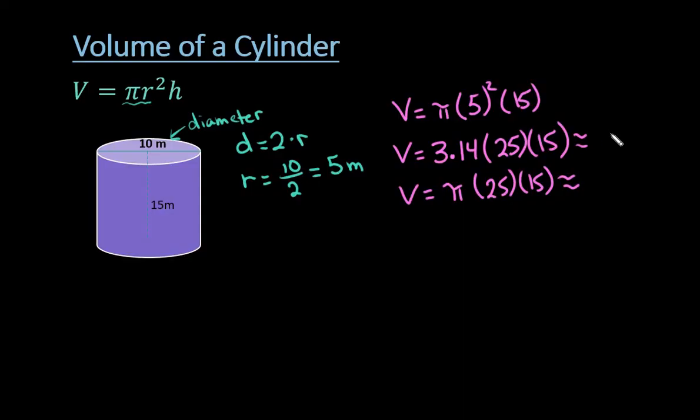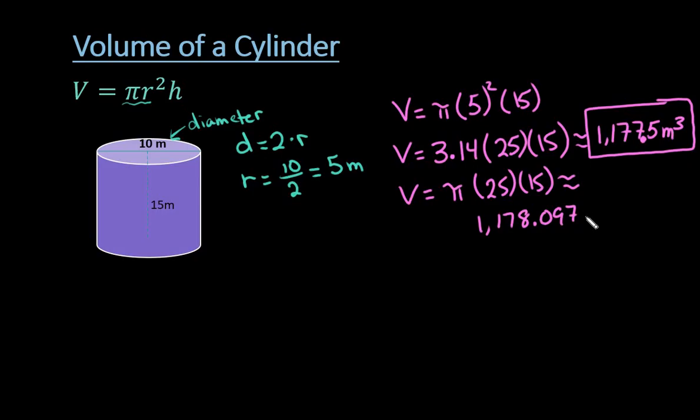So I'm just going to write down both of those answers. We have 1,178, and I'm writing the wrong one. I did them in different orders. So I have 1,177.5, and our units would be cubed because we have meters times meters times meters. Okay, and for this one, we ended up with 1,178.097 meters cubed. So that's how you would find the volume of a cylinder.